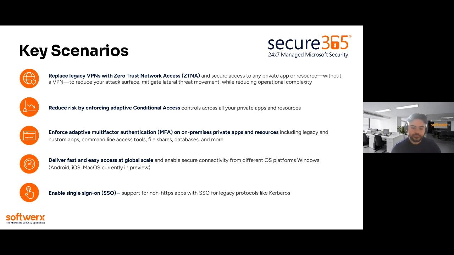And then lastly, enabling single sign-on, supporting your non-HTTP, HTTPS apps with single sign-on for legacy protocols like Kerberos. So if you do have those on-prem legacy style applications that don't support single sign-on, they don't support SAML or OAuth, or you don't have a web application firewall in front of it to already hand over that authentication, then leverage the Global Secure Access platform. Use the Secure Service Edge as your point of handing over single sign-on authentication to those applications.